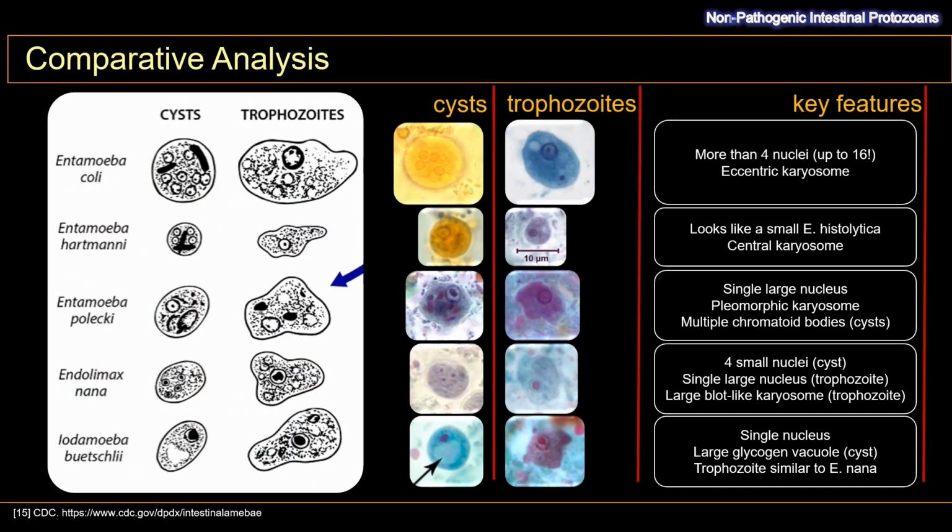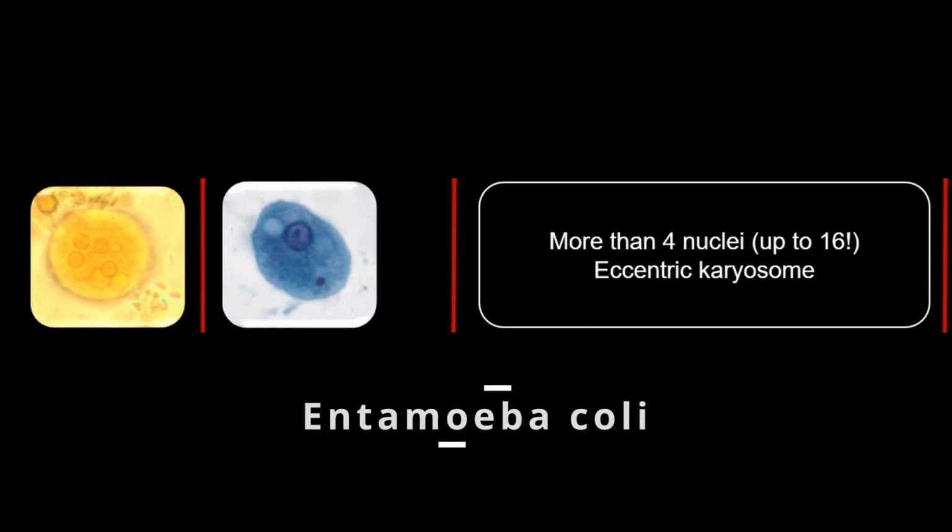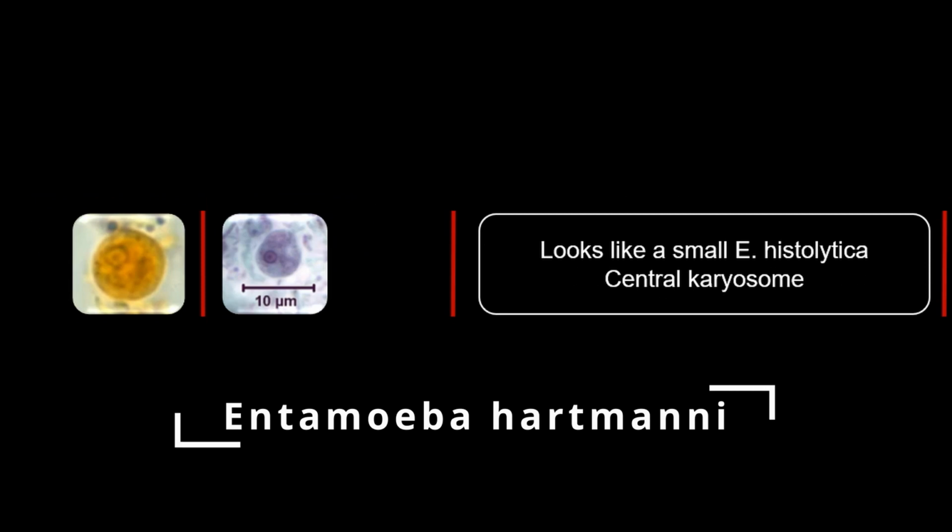Here's a summary table of the 5 non-pathogenic intestinal protozoans. Take note of the similarities and differences between each protozoan, as well as the similarities and differences between the cysts and trophozoites of each one. Entamoeba coli are larger, with cysts containing numerous nuclei. Karyosomes are also eccentrically located within the nucleus. Entamoeba hartmanni looks very similar to the pathologic Entamoeba histolytica, but about half the size. It has a single nucleus and a centrally located karyosome.